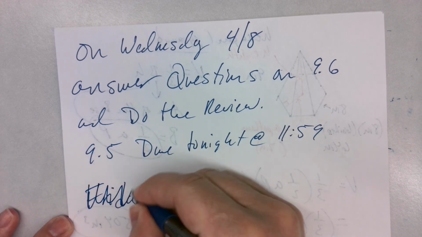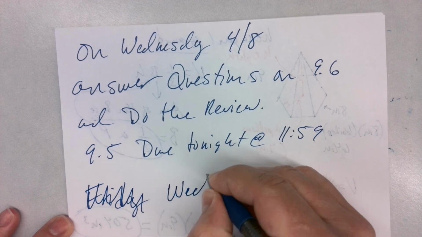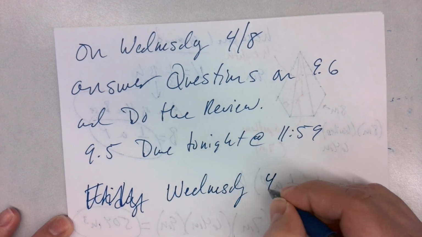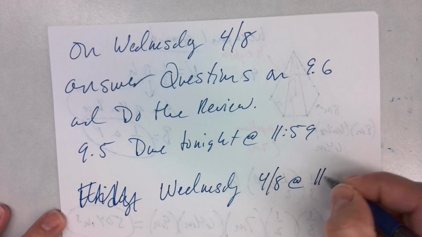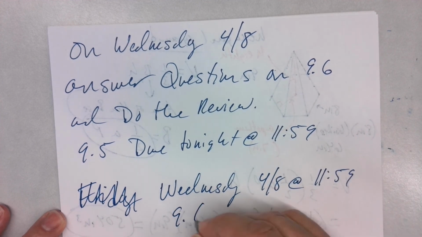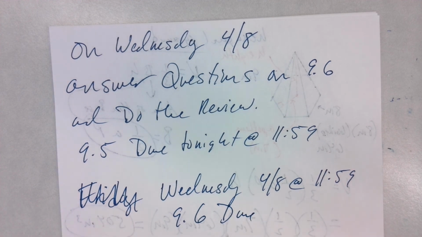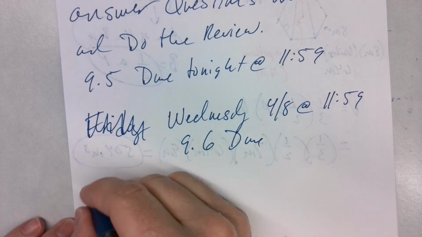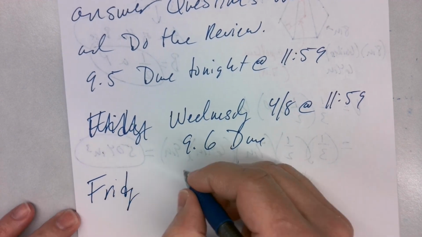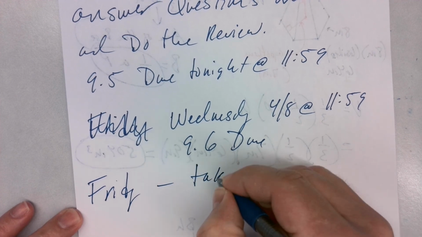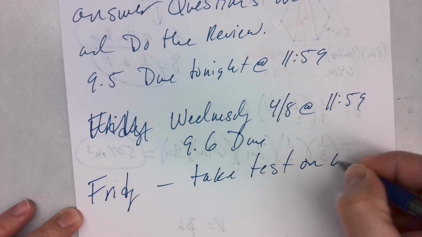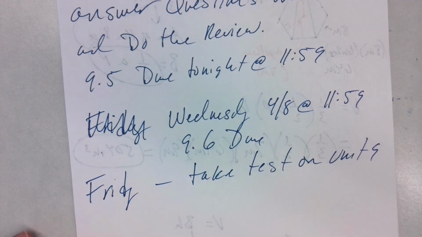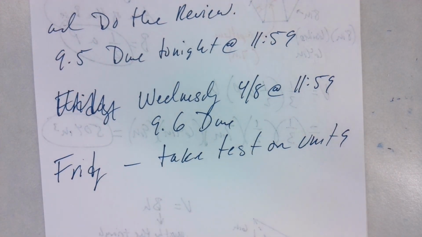Oh, wait a minute, before we get to that. Wednesday 4/8 at 11:59, 9.6 will be due, correct? Because we'll answer questions on that, right? Alrighty, so then on Friday, we're going to take the test. This is how it's going to work. So let's see how many we got. So we are at 45, which is not bad.